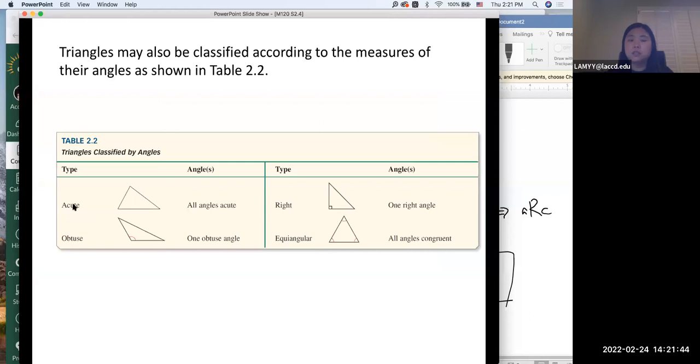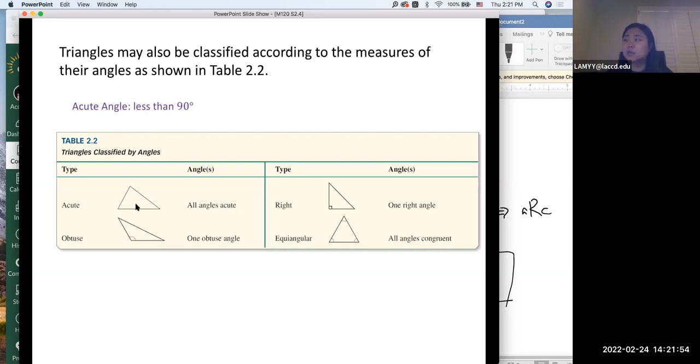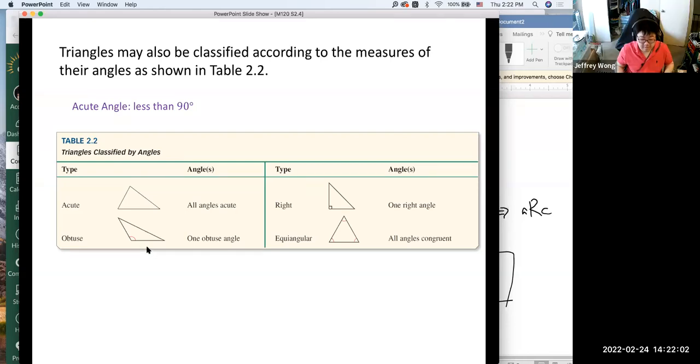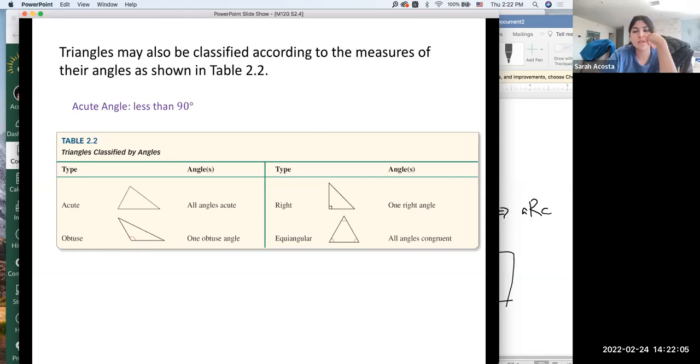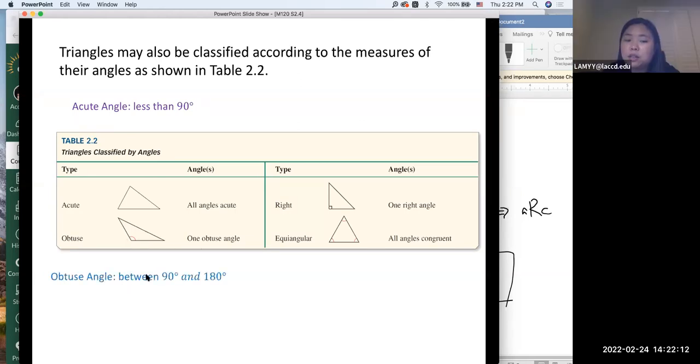Okay, another one. This one, acute angle. Remember what is the meaning of acute angle? Less than 90 degrees. Good. The angles are going to be less than 90 degrees. That's called an acute angle. How about obtuse angle? Greater than 90, but less than 180. One obtuse angle means the angle is going to be between 90 and 180. Only one angle will be between 90 and 180. This is called an obtuse angle.